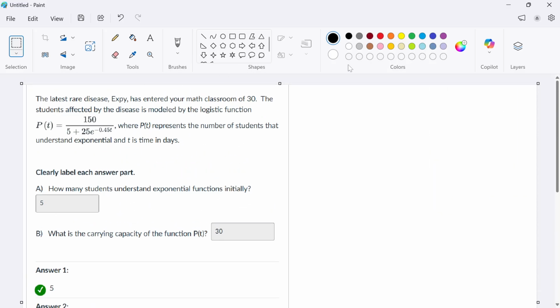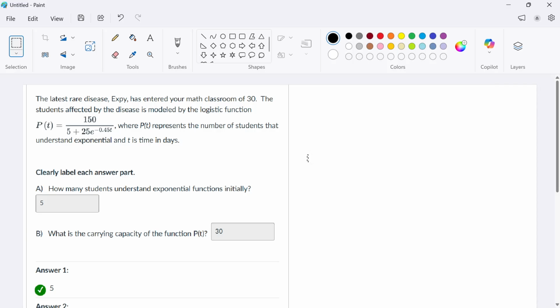The latest rare disease, XP, has entered your math classroom of 30. The students affected by the disease is modeled by the logistic function, P of t equals 150 divided by 5 plus 25e to the minus 0.45t, where P of t represents the number of students that understand exponential equations, I guess, and t is time in days. How many students understand initially?